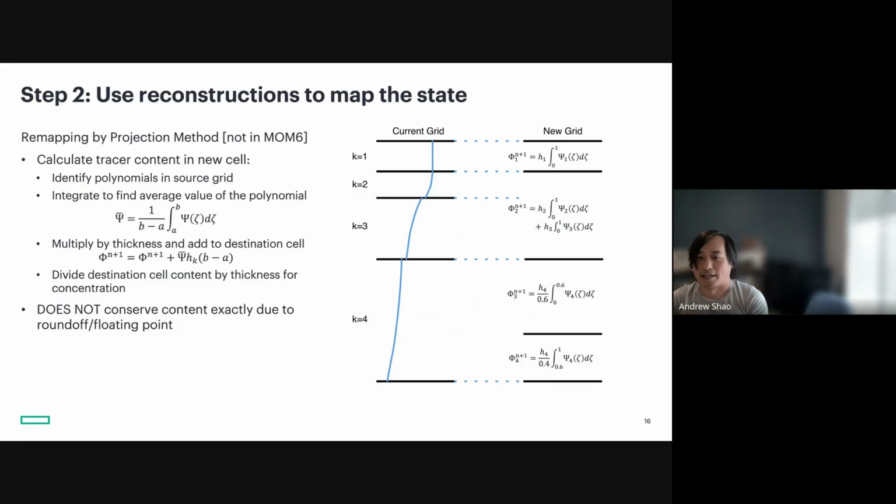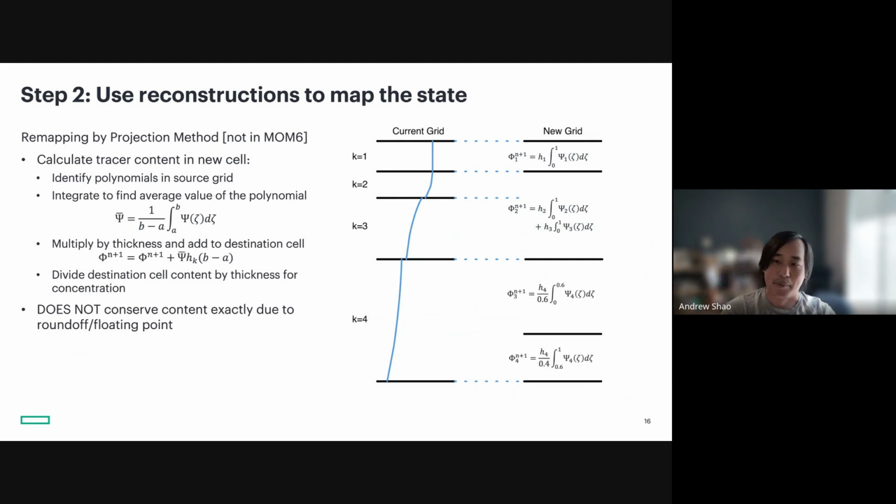Okay, so then how do we actually remap the state? The easiest way to explain this is the remap by projection method, which was one of the original ways implemented in MOM6, but does not exist anymore for good reasons. I'm going to talk you through this using it because it's the easiest way, even though it involves an intermediate step, but it hopefully gives you the idea of what's actually going on here.